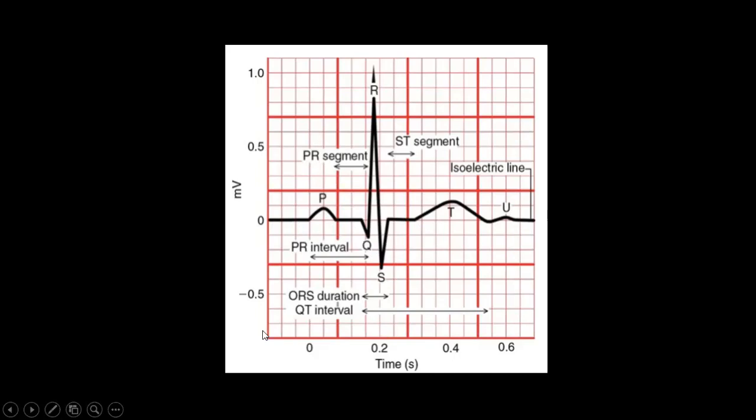This is the x-axis, this is the y-axis, and this is recorded on a millimeter square graph paper moving at a speed of 25 millimeter per second. So this is a typical ECG.